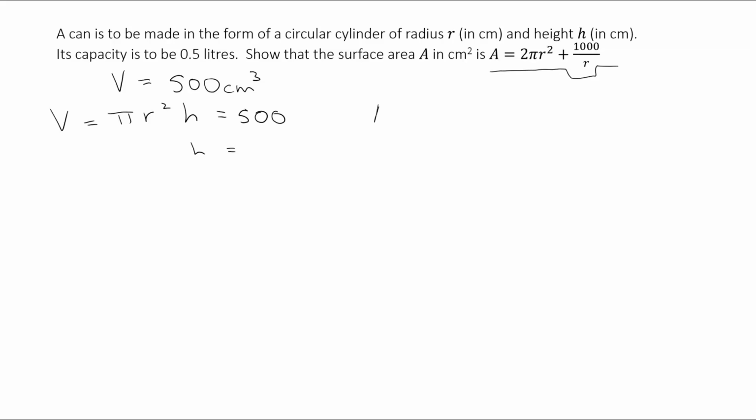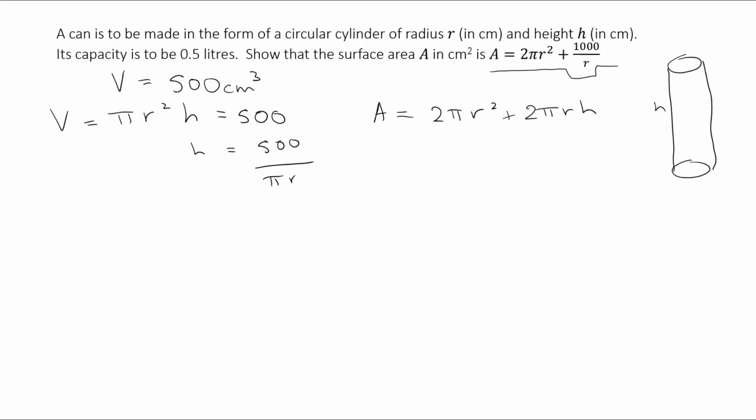Just pause for a second there: what we're trying to prove has got no h's in it, yet if we look at the surface area for a cylinder, it will actually say 2 pi r squared, that's the bit at the bottom and the bit at the top, plus the circumference times h, so that would be 2 pi r h. You look at what you're trying to find, there's no h, so we need to find h. So h is going to be 500 over pi r squared.